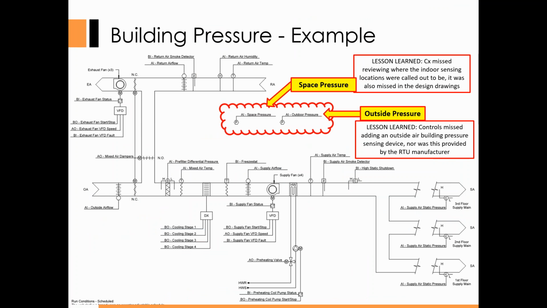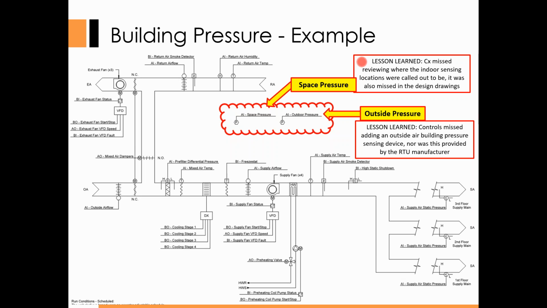Another example, this is an example of just a standard rooftop unit that was on a project of ours recently. We have a space pressure sensor in the design. We have an outside pressure sensor in the design. So a couple things that we could learn from the Tech Talk. One of the things we missed looking for in the design was reviewing the locations. Where did the design call out for the indoor sensing location to be? And actually the design didn't have it, so it wasn't there, so it was easy to miss because you just never saw it.